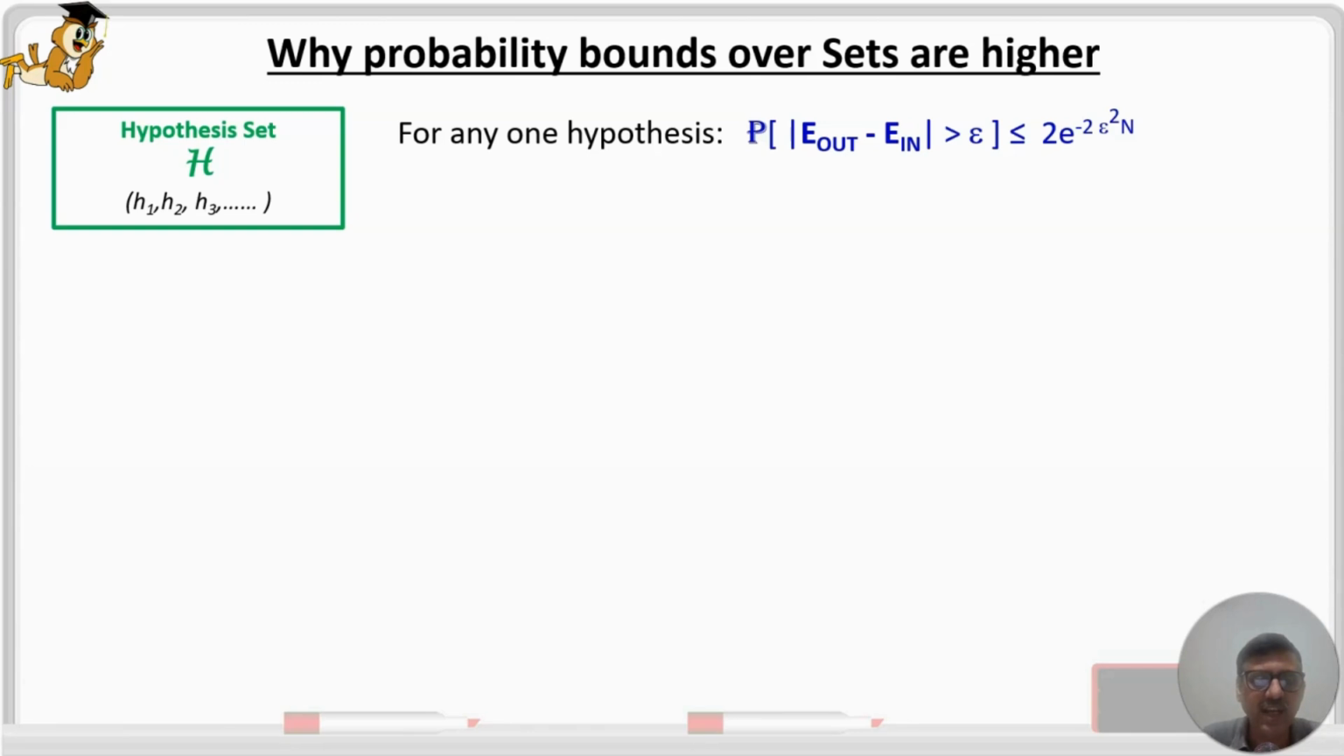What we have is a hypothesis set H that has numerous hypotheses in it. And for any one hypothesis of this hypothesis set, we said that this inequality holds. So this bound holds for any one hypothesis of the hypothesis set.